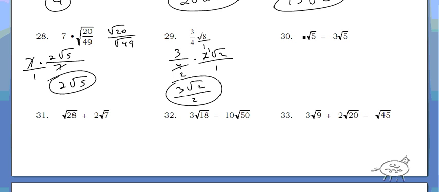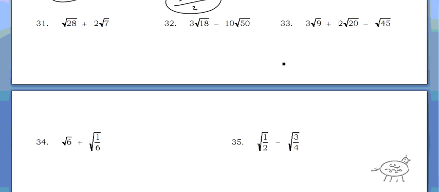Okay, this one, don't forget guys, there's a 1 in front of here. So it's 1 root 5 minus 3 root 5 is negative 2 root 5. Okay, root 28 is the same thing as 7 times 4, which is 2 root 7, plus 2 root 7 is 4 root 7. Please don't tell me it's 4 root 14. Okay, it's like saying 2x plus 2x is 4x. If I have 2 root 7s, I have another 2 root 7s. I have 4 root 7s.